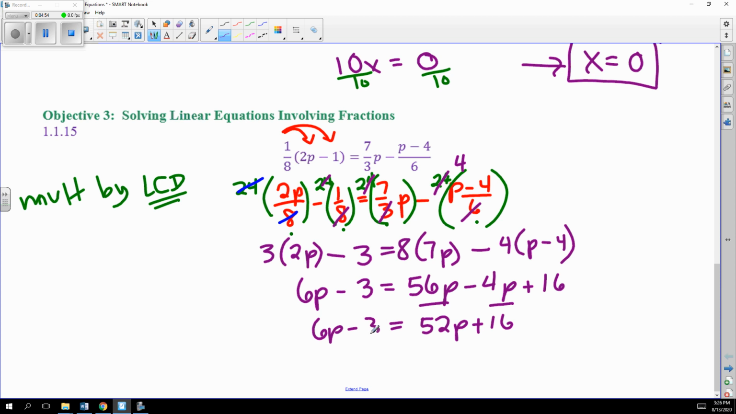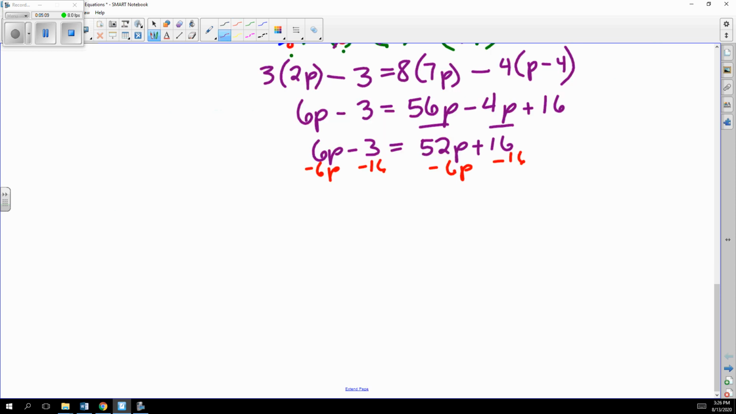6p minus 3. And then I'm going to do this. Just because I like to keep the coefficient of the variable positive, I'm going to subtract 6p on both sides, and then I'm going to subtract 16 on both sides. When I do that, I get negative 19 equals 46p. Now I'm going to divide both sides by 46 to isolate the variable, and I get p equals negative 19 over 46.